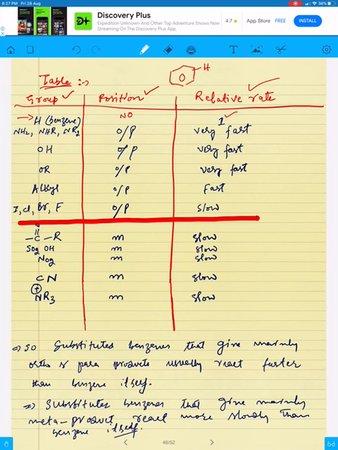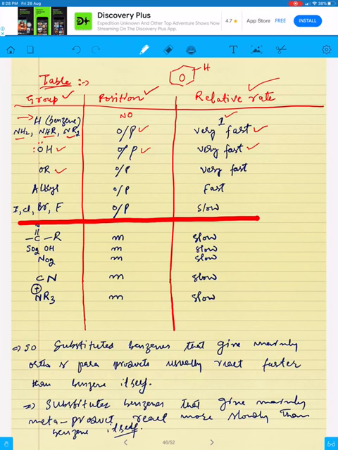So with respect to benzene, now we will decide which type of substituents will be activating and which will be deactivating, meaning which will have a faster rate of reaction and which will have a slower rate of reaction. So you have NH2, NHR, NR2. They are ortho para-directing and the rate of reaction is very fast. You have OH group. They are activating groups, right? It's ortho para-directing. The rate of reaction is very fast.